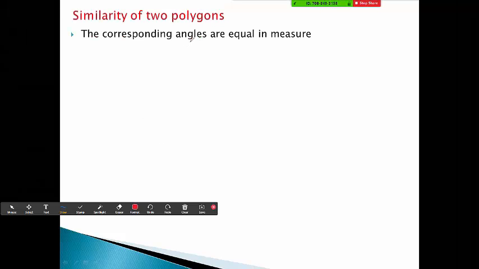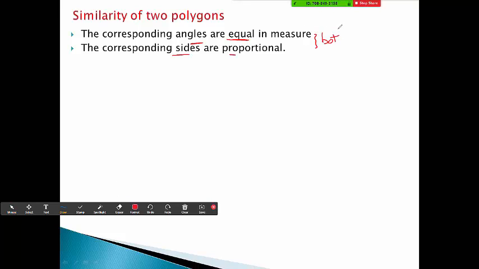Hello, we studied previously the similarity, and we understood that we have to find two conditions together to be able to say that the two polygons are similar. The first one, the corresponding angles are equal in measure, and the second one, the corresponding sides are proportional. We have to find the two conditions together to be able to say that the two polygons are similar. Let's take an example about what we studied about similarity.